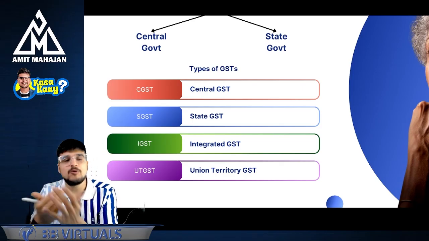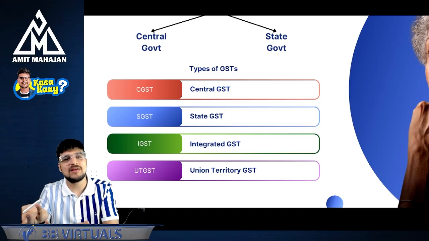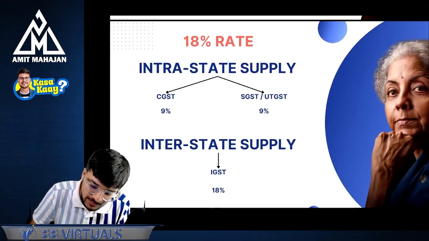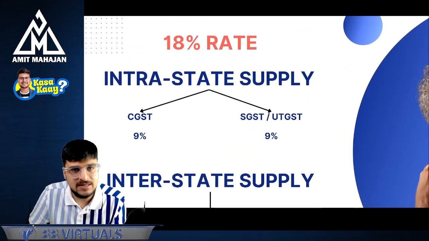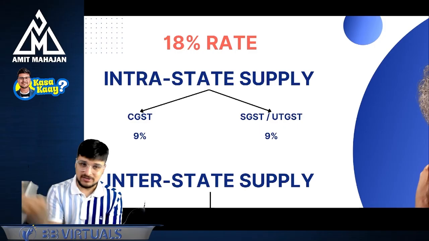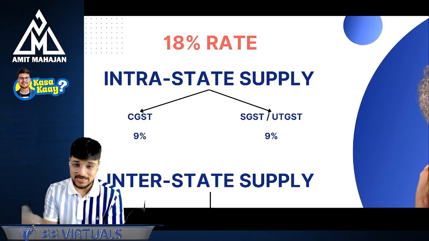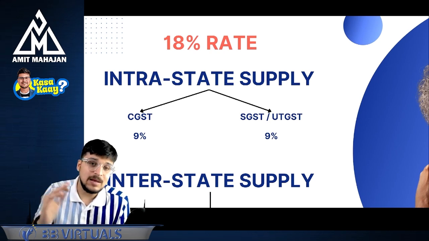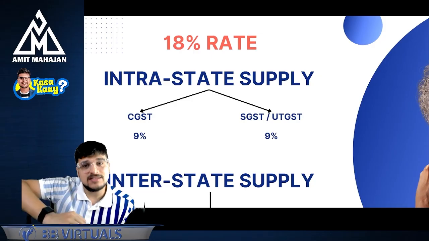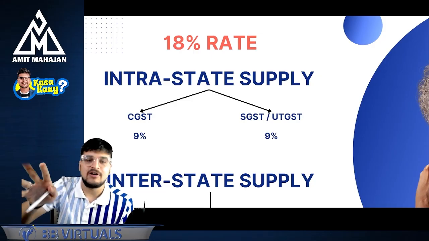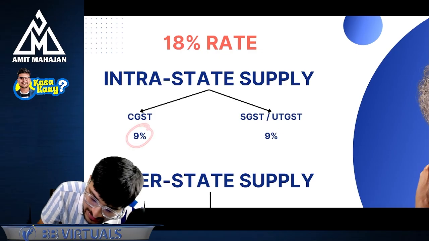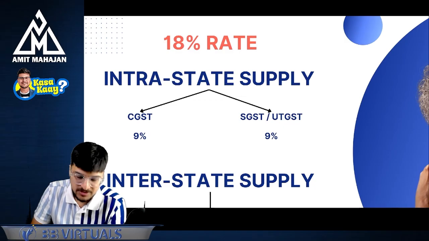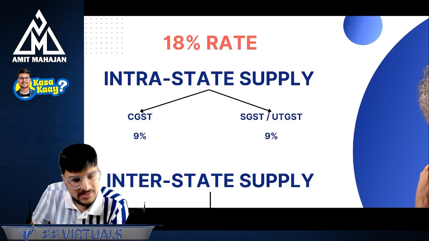Perfect. Now we need to understand which GSTs are applicable in which situations. Let's see. Assuming the rate is 18%, if the supply is intrastate, within the same state, then two types: CGST and SGST are charged, half each. So CGST 9% and SGST 9%, and of course, if it is a union territory, UTGST will be charged. So CGST and UTGST, 9% and 9%.